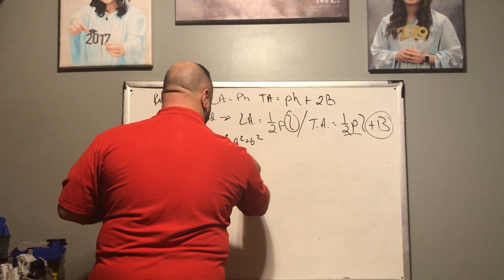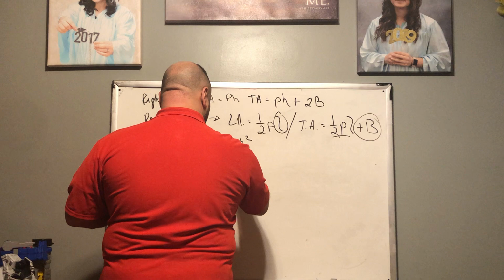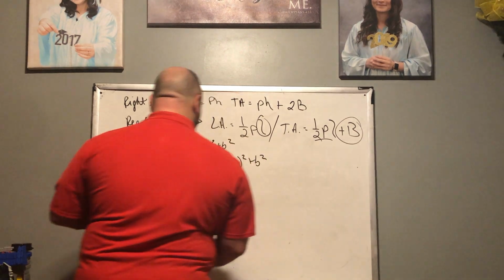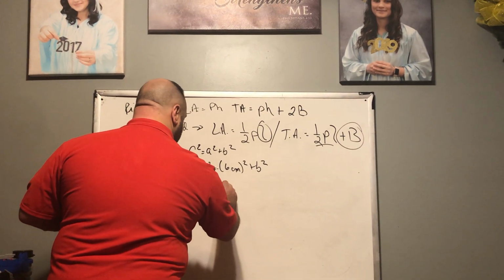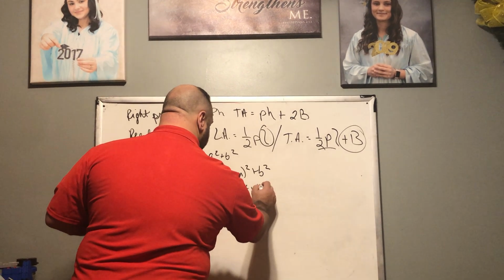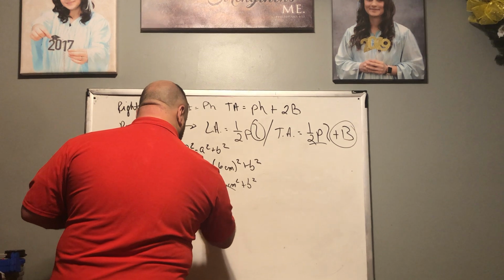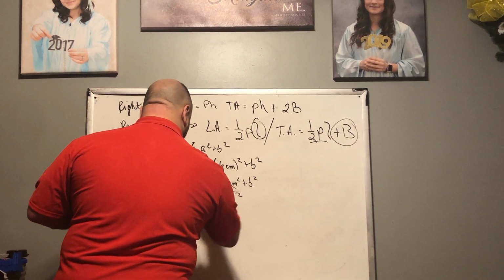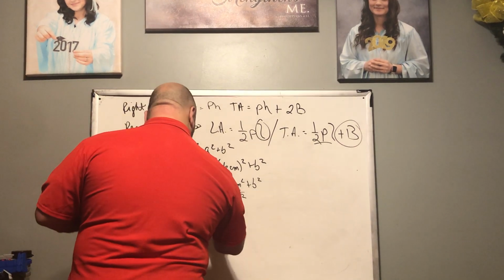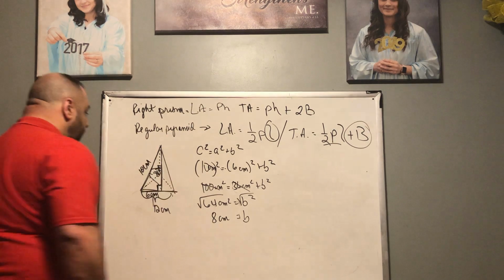10 centimeters squared equals 6 centimeters squared plus b squared, so 100 centimeters squared equals 36 centimeters squared plus b squared. We subtract 36 from both sides. That gives me 64 centimeters squared. Find the square root of both sides again. So b is equal to the square root of 64, which is 8 centimeters. There's your altitude, 8 centimeters.